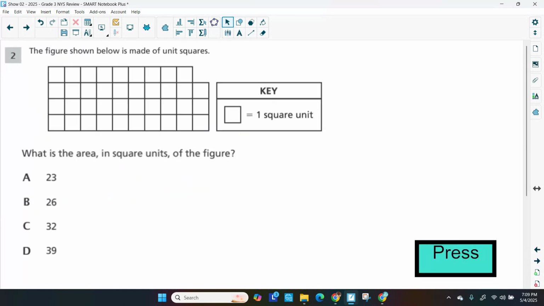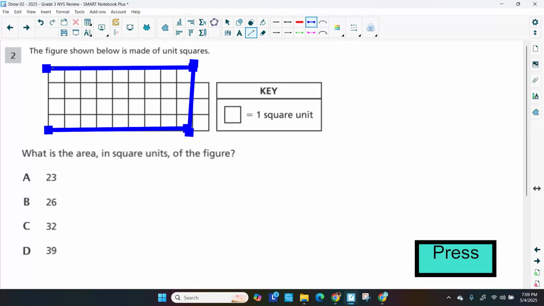The figure shown below is made of unit squares. What is the area in square units of the figure? Well, we always measure the length and the width. So let's measure the length. And the width. And one more side. So I see you got a rectangle there. What's the length and width, or the dimensions, of this rectangle first?